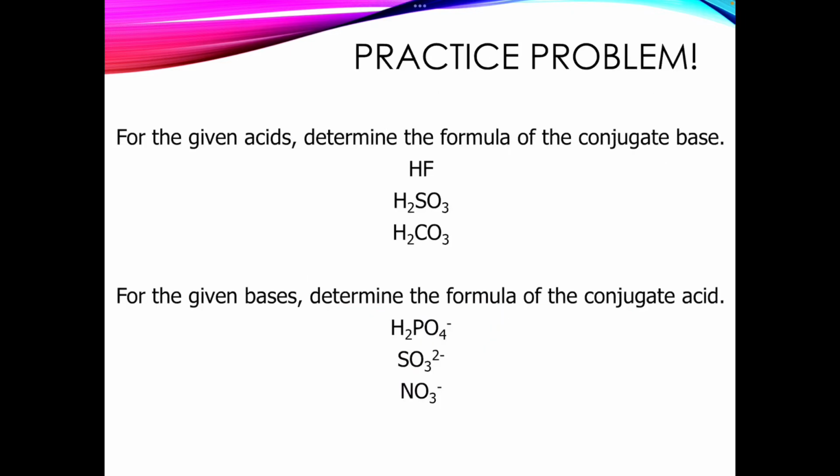So let's give this a go. This says, for a given acid, determine the formula of the conjugate base. For all of these acids, what they are going to do is lose a hydrogen. Remember, acids are proton donors. So all of these acids will lose a hydrogen, and when they lose that H+, they will end up with a negative charge. They lost a positive charge, so they will have a leftover negative charge.